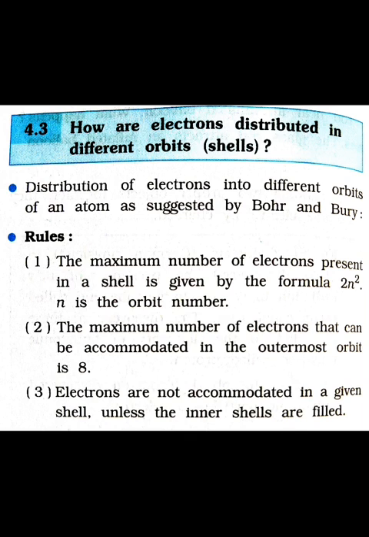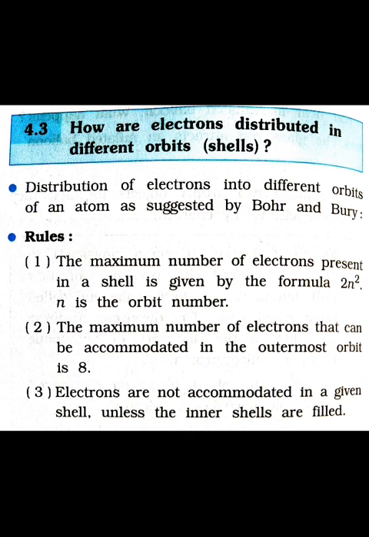The second rule, the maximum number of electrons that can be accommodated in the outermost orbit is 8. So in the outermost orbit of an atom, the maximum number of electrons that can be accommodated is 8.